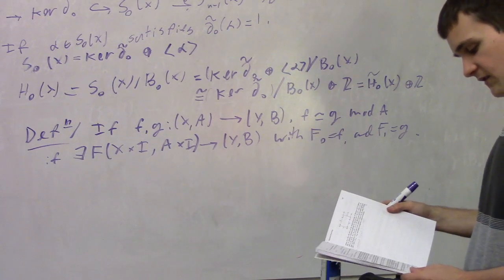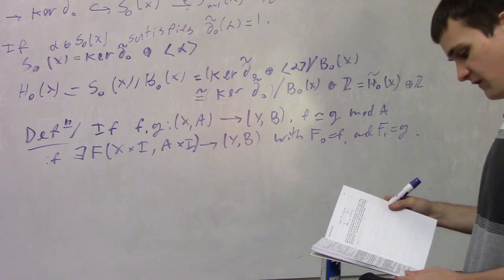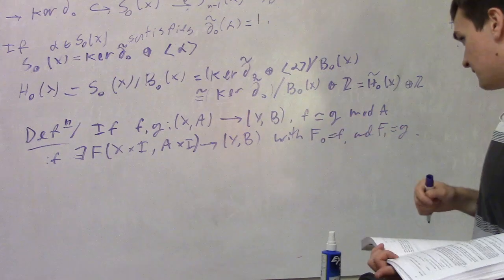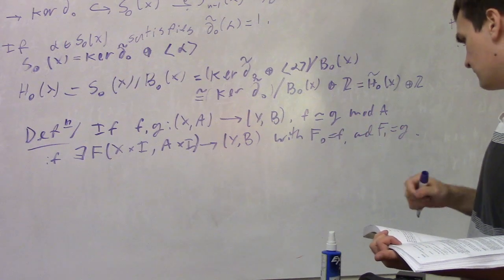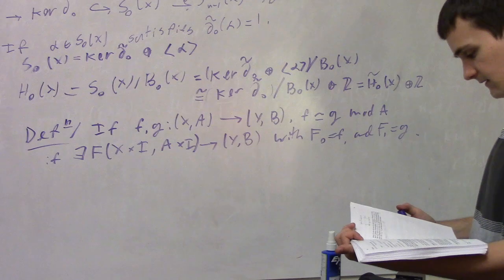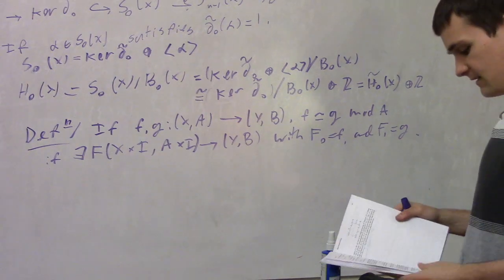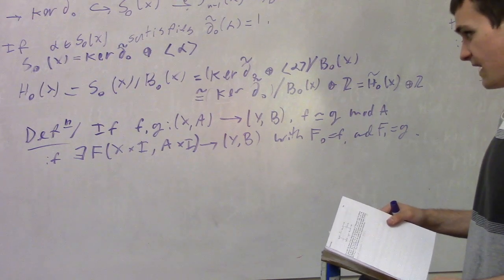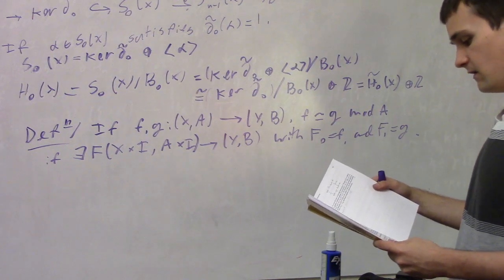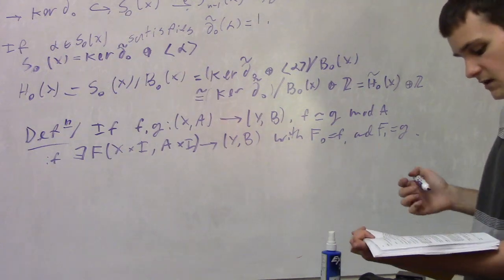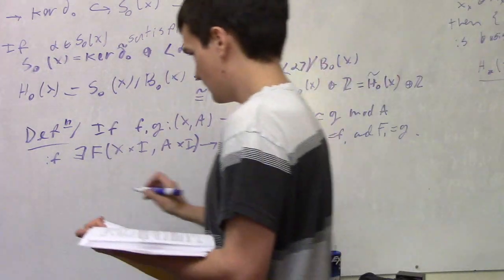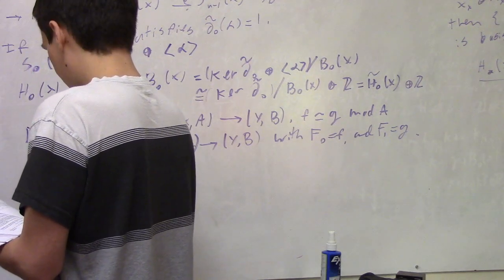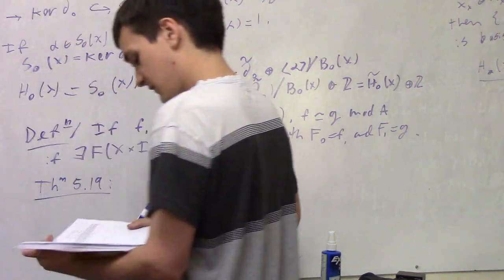So they say this notion of homotopy mod A is weaker than the previous notion of homotopy rel A, since we don't require anything stays fixed. So this is, I guess, a weaker notion. This is sort of the natural notion of homotopy for top squared, because from it we get this theorem 5.19, which is the last theorem in the section.